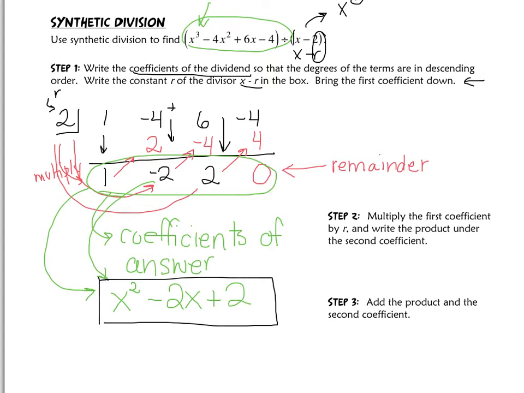And just as with long division, if you were missing one of the powers of x, you do need that placeholder of 0 there, because otherwise your answer is going to be completely different than what it should be.